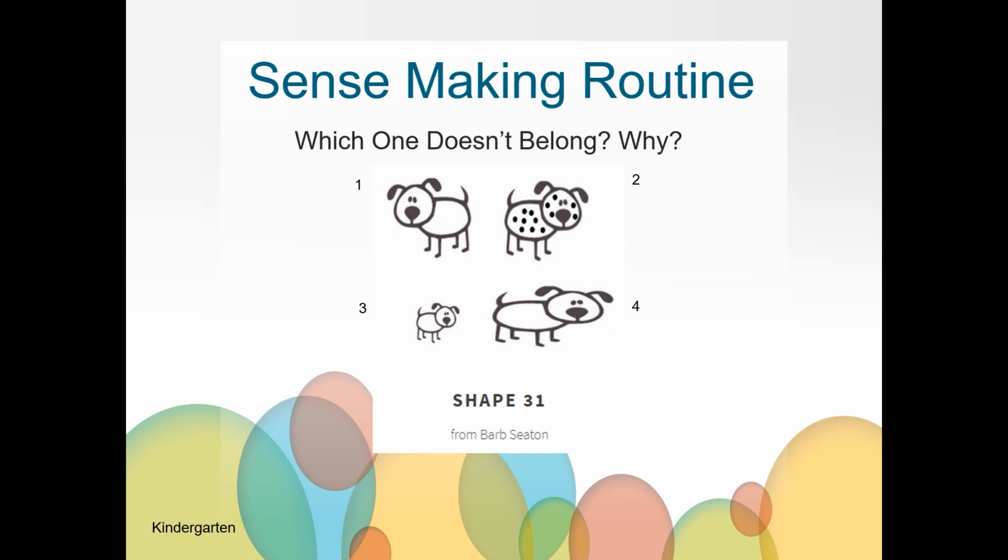Number 1 doesn't belong because it's facing to the left, and the other dogs are facing to the right. Number 2 doesn't belong because it has spots, while the others do not. Number 3 doesn't belong because the dog is small, and the other dogs are bigger. Number 4 doesn't belong because the dog is longer, while the other ones are shorter. What other ideas did you think of?